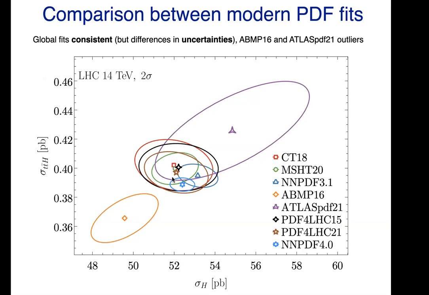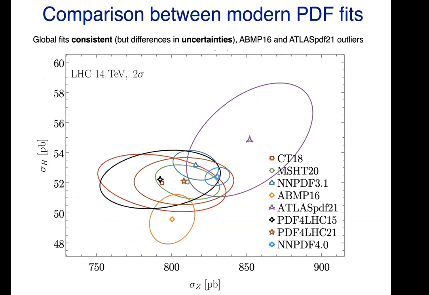For example, NNPDF is much more precise than the CT18 prediction. And you can see the outliers, ABMP16, with much lower predictions, and ATLAS PDF21, that leads to a higher prediction and also with much bigger uncertainties. So bottom line, global fits are consistent, but they exhibit a quite remarkable difference in the pattern of uncertainties. And this is the same if one looks at other LHC cross-sections, such as sigma Higgs on the y-axis, and sigma Z on the x-axis. So these are the kind of issues that we have to understand a bit better. I mean, why different PDF sets can sometimes disagree? Well, this is something that we need to understand.